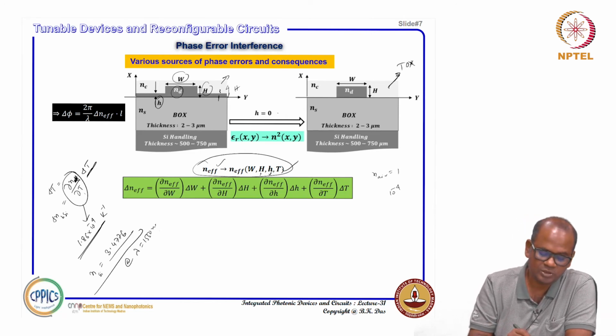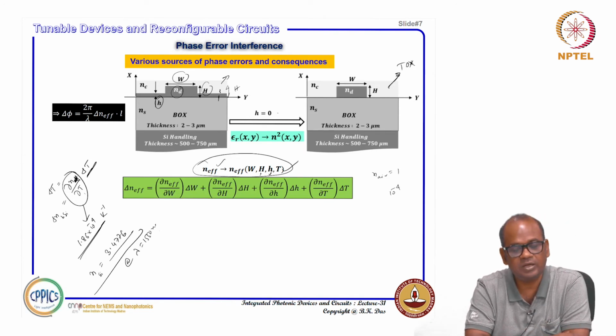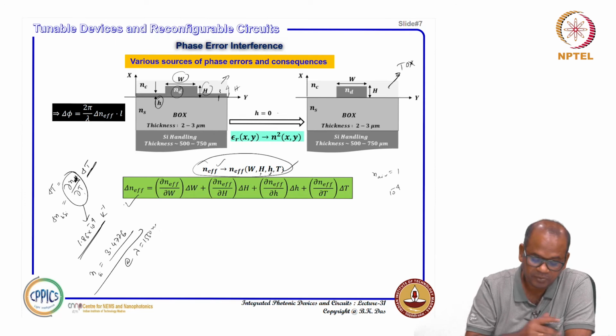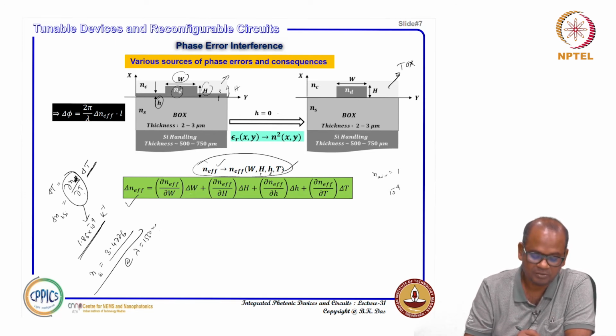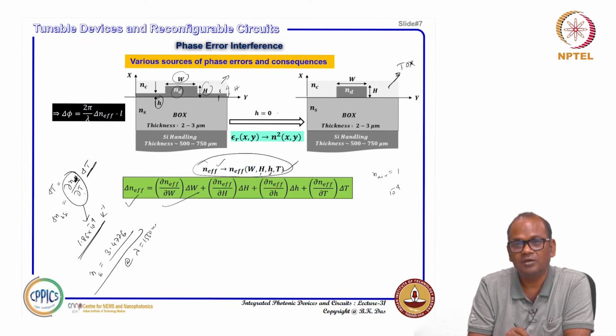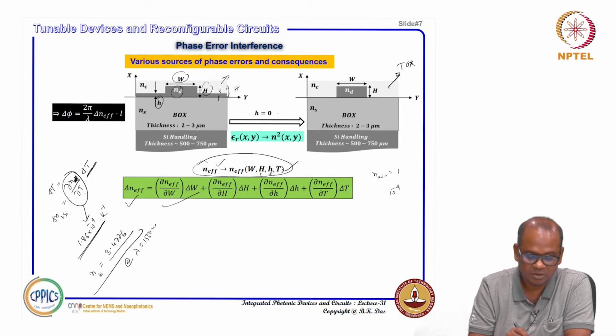So, mathematically, if we just look into it, just see how much differential refractive index change can happen because of different parameter variations. So, we can define this one. This is one type of coefficient: per unit change in waveguide width, how much effective index change can happen for the guided mode.